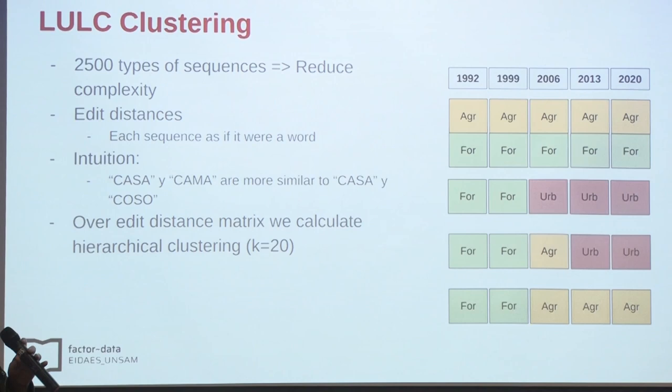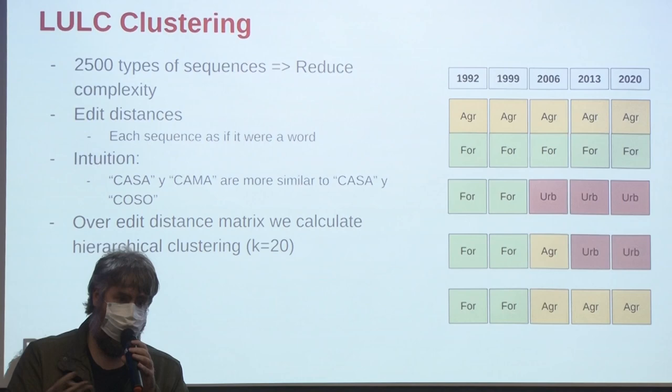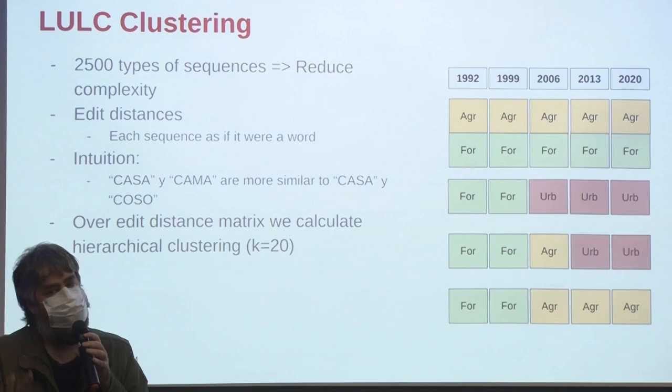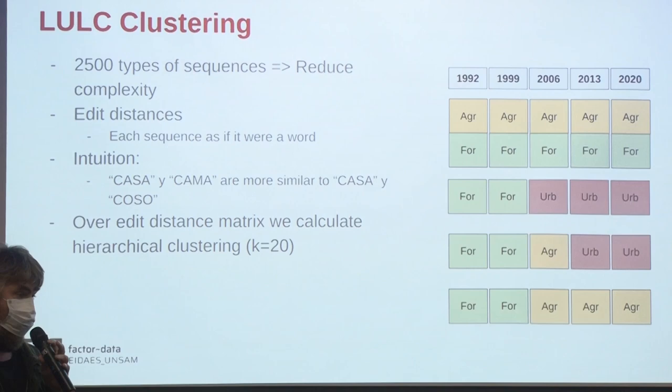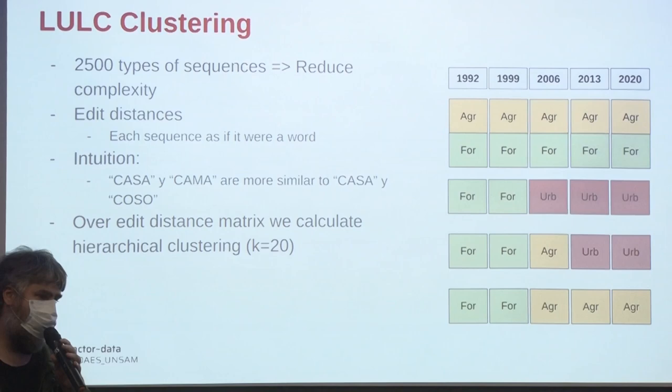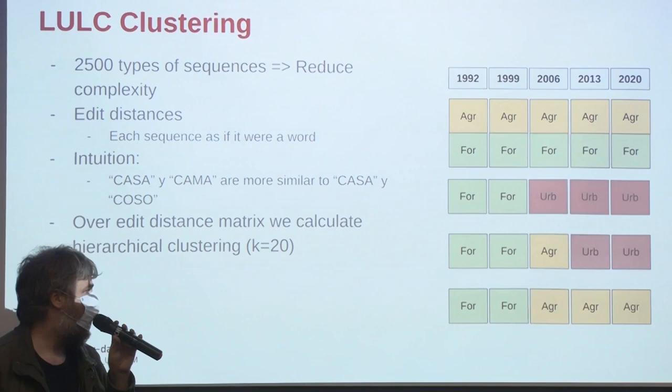So if we count this kind of operation to transform one sequence into another, we have some kind of dissimilarity or distance measurement. So we calculate that for the 2,500 types of sequences, and then over that we went and did a good old fashioned hierarchical clustering, that thing that always works. And we find 20 groups.